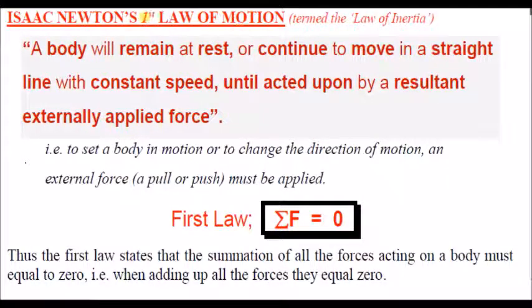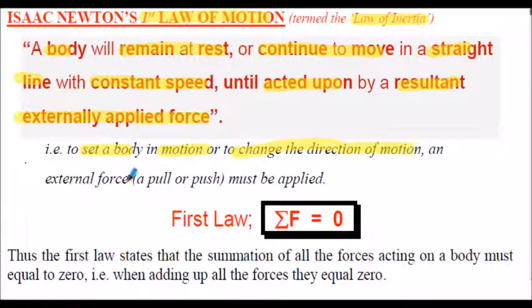So let's look at the first law of motion. In some textbooks, they call it the law of inertia. This is what Newton states: a body will remain at rest or continue to move in a straight line with a constant speed unless it's acted upon by a resultant externally applied force. So in other words, to set a body into motion or to change the direction of the motion, an external force, which could be a pulling force or a pushing force, has to be applied.